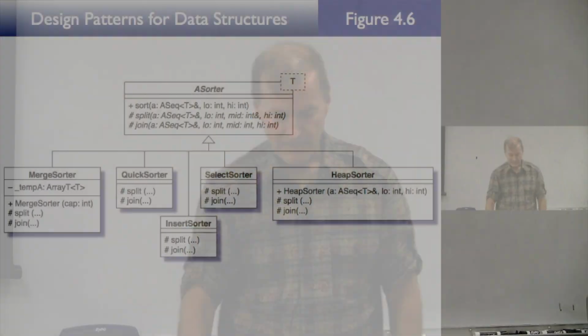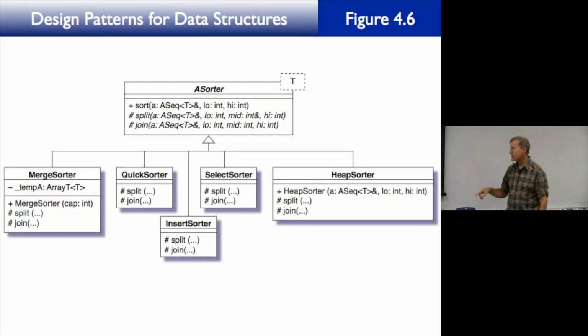Elements of reusable object-oriented software. Only write that code once. And then if we want to do a merge sort, well, we'll do the split and the join for the merge sort. If we want to do a quick sort, we'll do the split and the join of the quick sort, etc. All right. So now here in Figure 4.6 is how we implement this.